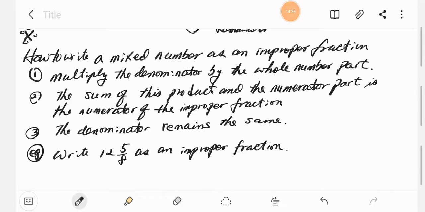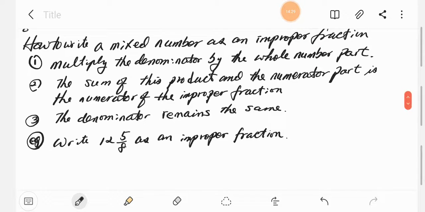Okay, let's find out how to write a mixed number as an improper fraction. First of all, you have a mixed number. Then multiply the denominator of the fraction by the whole number part. The sum of this product and the numerator part is the numerator of the improper fraction, and the denominator remains the same.